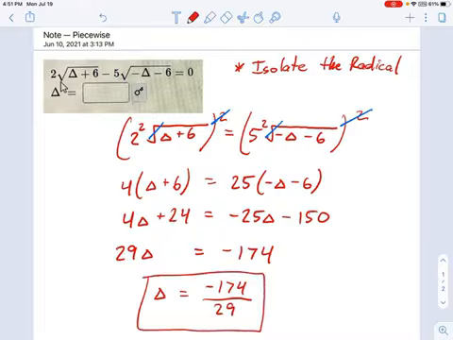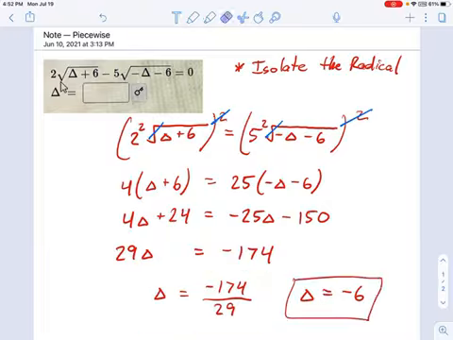Now, you may think we're done, but as usual, we have to check to see if this is extraneous. So I'm going to plug this into the original equation now. And I don't know what negative 174 over 29 is, but let's just see what the calculator says. Negative 174 over 29. According to the calculator, should have done this earlier. According to the calculator, negative 174 over 29 is just negative 6. Okay, that's nice. So, you can simplify this fraction. Always simplify your fractions. It helps.